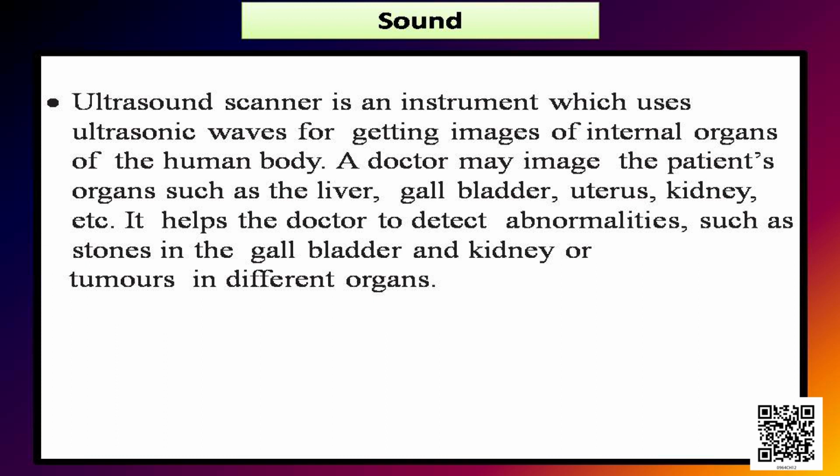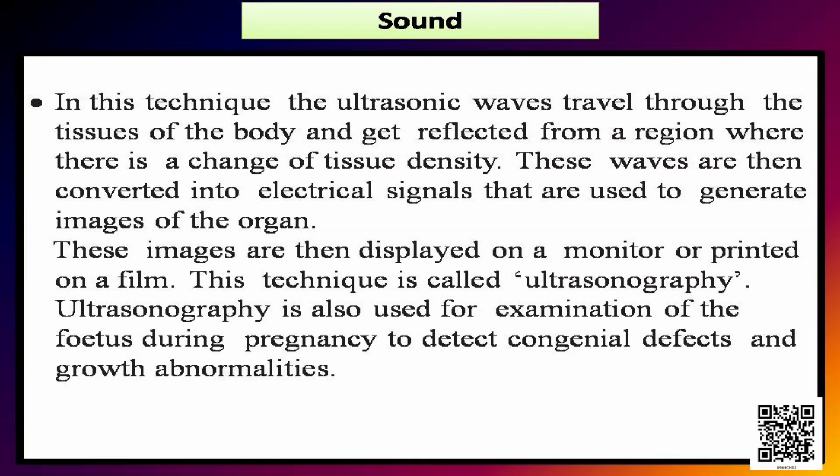A doctor may image the patient's organs such as the liver, gallbladder, uterus, kidney, etc. It helps the doctor to detect abnormalities such as stones in the gallbladder and kidney or tumors in different organs. In this technique, the ultrasonic waves travel through the tissues of the body and get reflected from a region where there is a change of tissue density. These waves are then converted into electrical signals that are used to generate images of the organ.